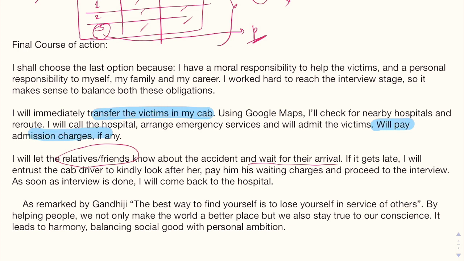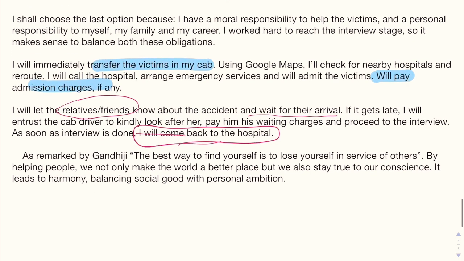And finally, you also say that you will try to reach the interview in time. At the same time, after finishing it, you come back and check on your relatives' well-being. So this way you make a balanced case, a practical case as to how you can balance both situations. Towards the end, you can quote Mahatma Gandhiji's saying, the best way to lose yourself is to lose yourself in the service of others. This acts as a strong substantiation for your stand and ensures that you end the answer on a positive note.